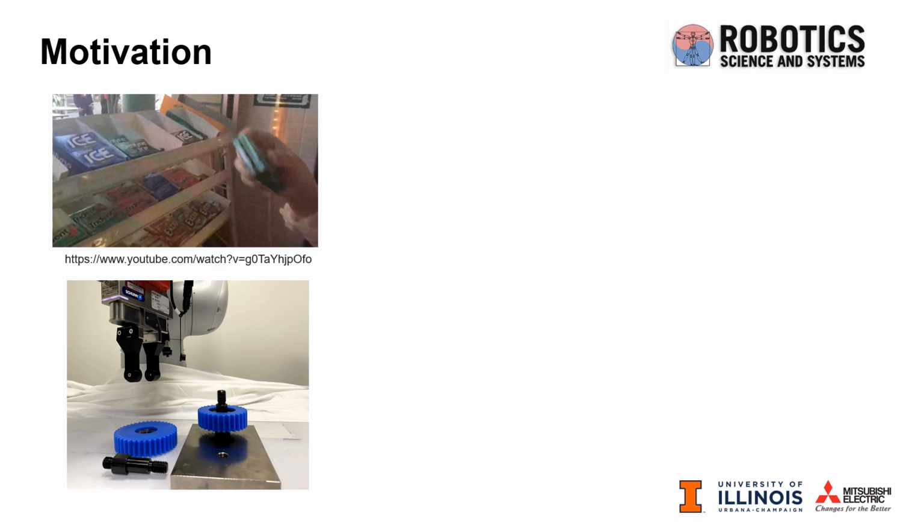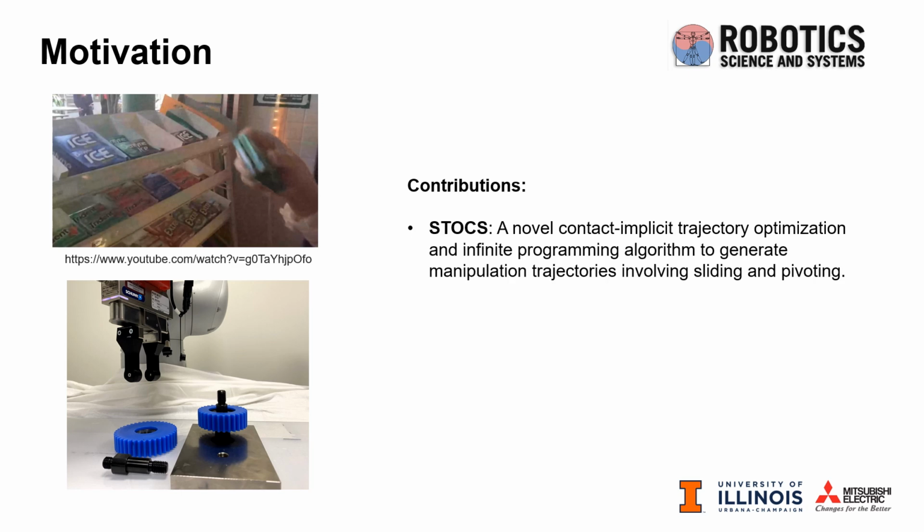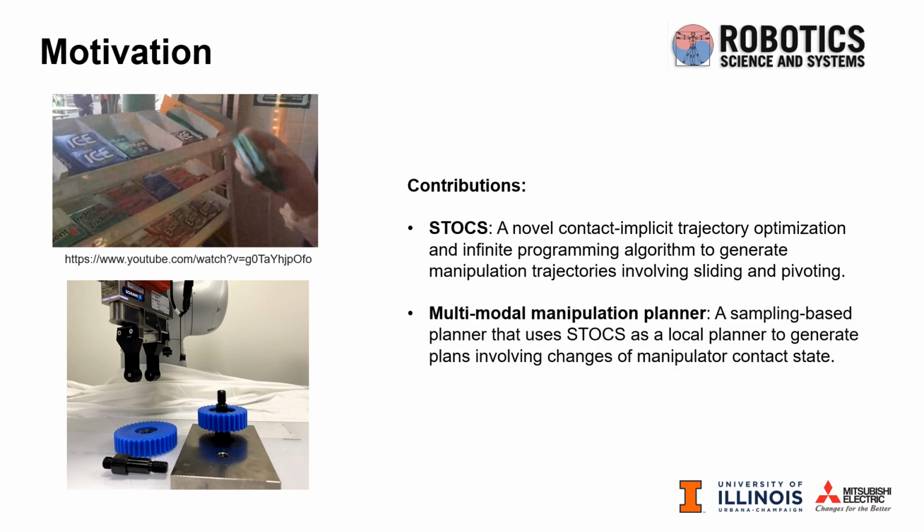The contributions of this paper are twofold. First, we propose STOCS, which is a novel contact implicit trajectory optimization and infinite programming algorithm to generate manipulation trajectories involving sliding and pivoting. Then we propose a multi-modal manipulation planner, which is a sampling-based planner that uses STOCS as a local planner to generate plans involving changes of manipulator contact state.